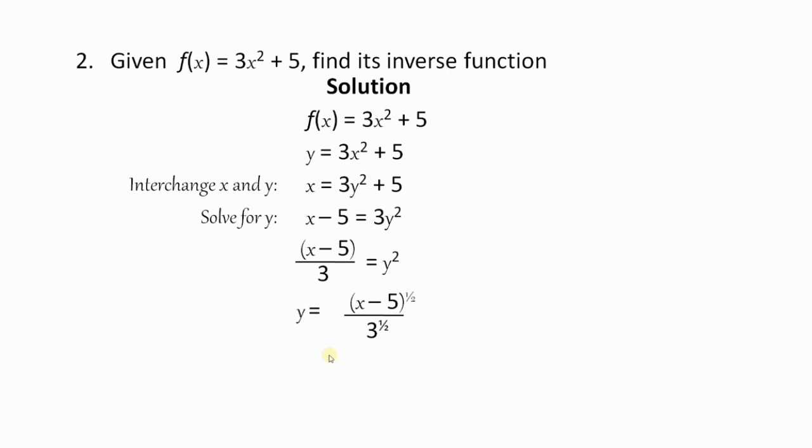So the last step now is to remove y and place in the inverse function. So it becomes f inverse of x equals x minus 5 raised to half power divided by 3 raised to half power. That is our answer for the problem.